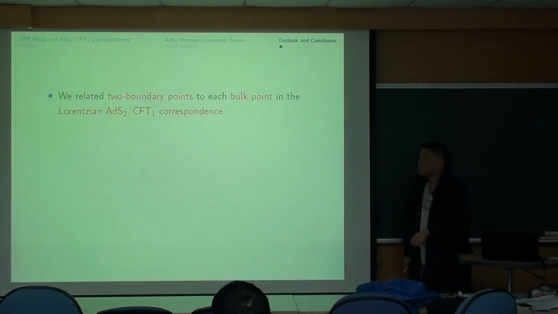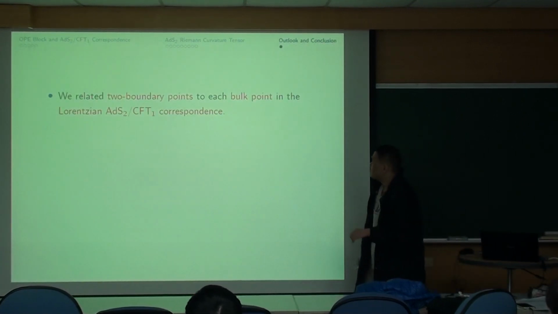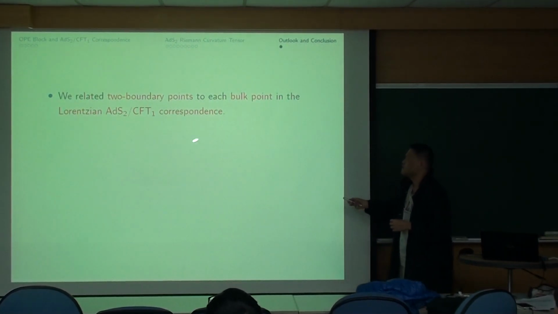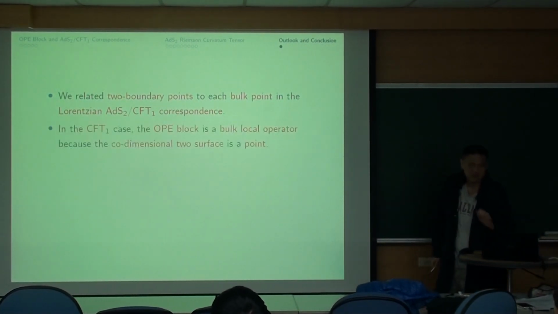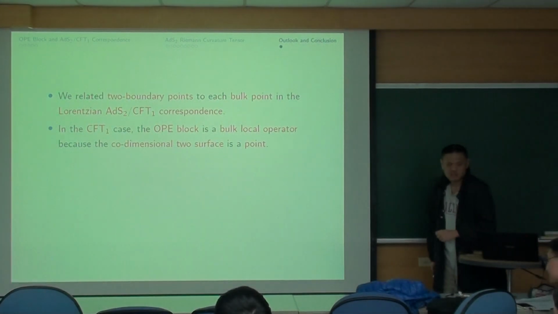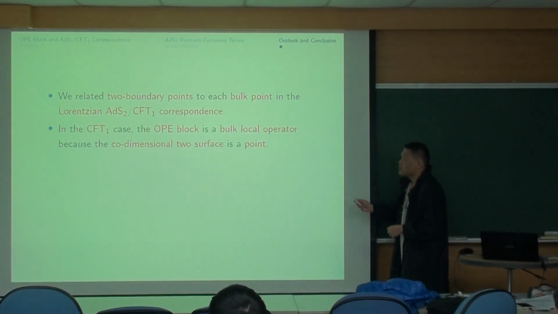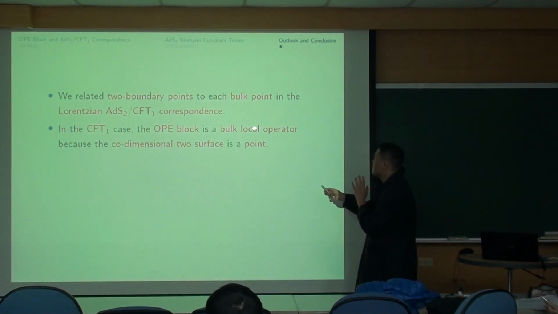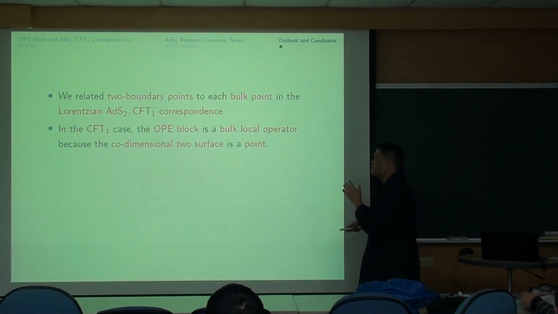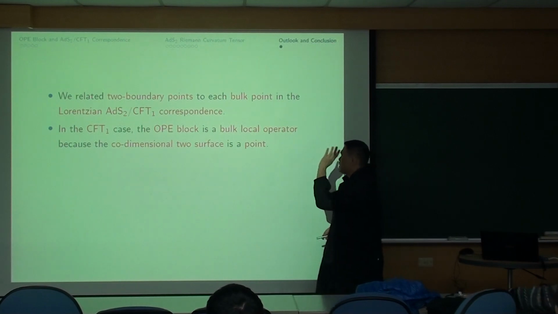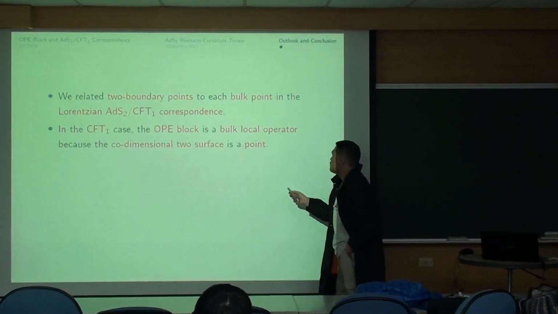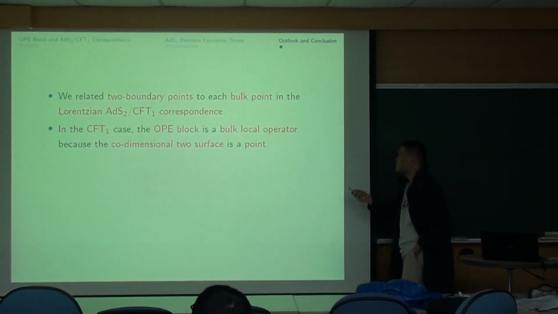So now let me say the conclusion and outlook. We related the two boundary points to each bulk point in the Lorentzian AdS2/CFT1 correspondence. And in the one-dimensional case, the OPE block is just a bulk local operator. This is only for one dimension. For higher dimension, the bulk operator should be not local, and the reason is just due to the codimension-2 surface being a point.